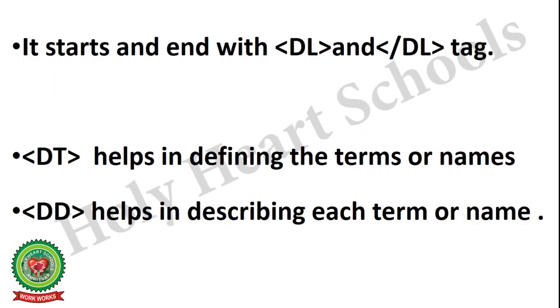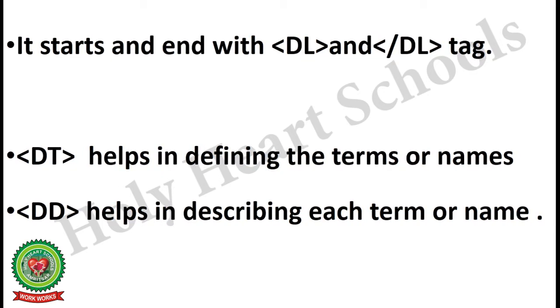It starts with DL tag, and after that it will close with the /DL tag. There are two more terms, DT and DD. These two tags we will use under DL. DT helps in defining the term, which heading you want to show separately. For that we will use DT, and DD tag is used to show the rest of the text. Here DL stands for definition list, DT stands for definition term, and DD stands for data definition.